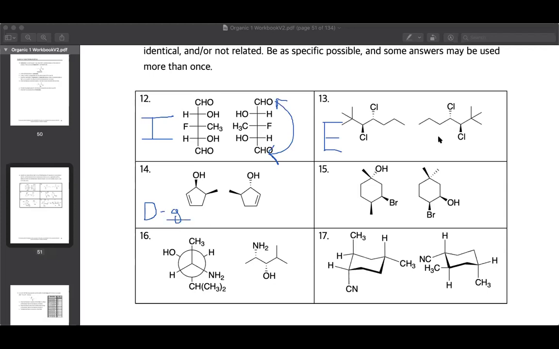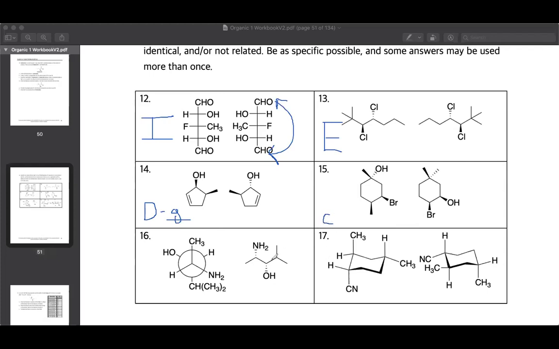Okay. So then over here, it looks like a bromine, and everything just looks different. So what do we think this is for 15, guys? Constitutional. So this has the same molecular formula, but they differ in connectivity. Look how that hydroxyl is up here, and the hydroxyl was over here. So it's clearly just being moved around. So it should be C for constitutional isomers.